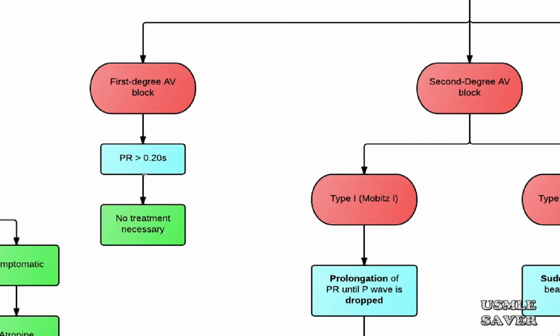How do you recognize it on EKG? It'll have prolonged PR interval. When I say prolonged, it'll be more than 200 milliseconds or 0.2 seconds. These patients don't need any kind of treatment.